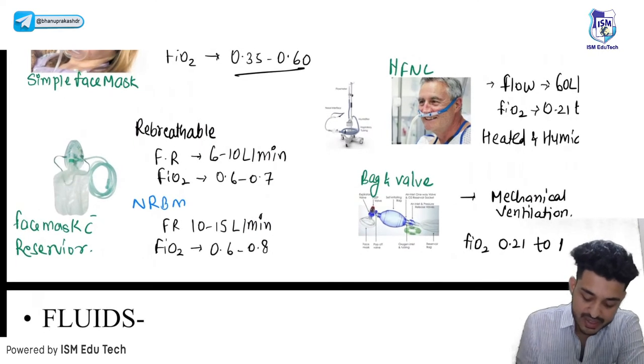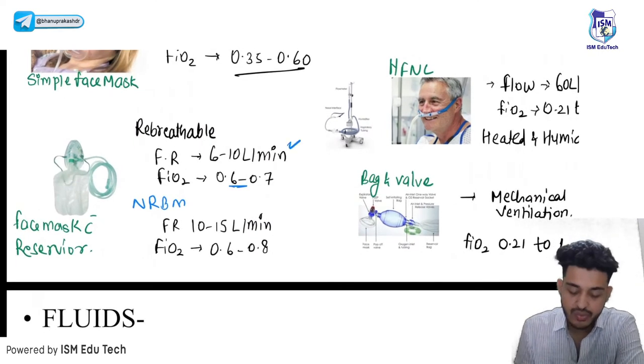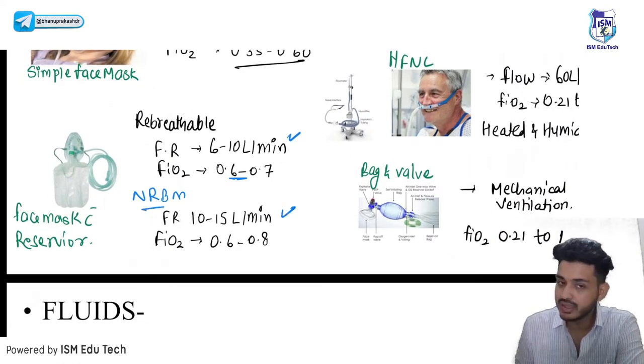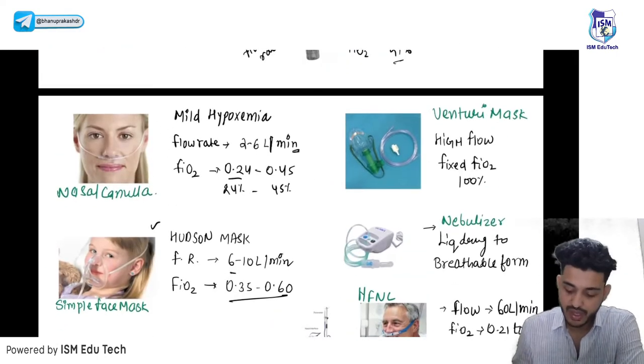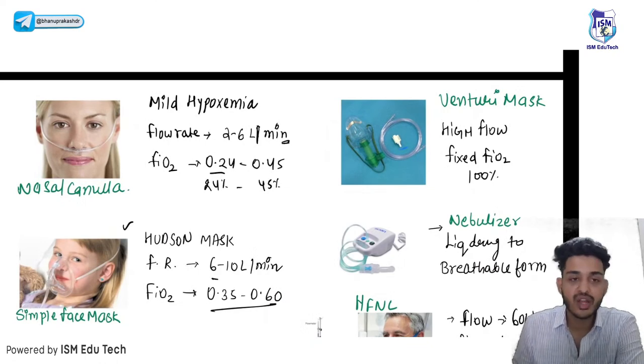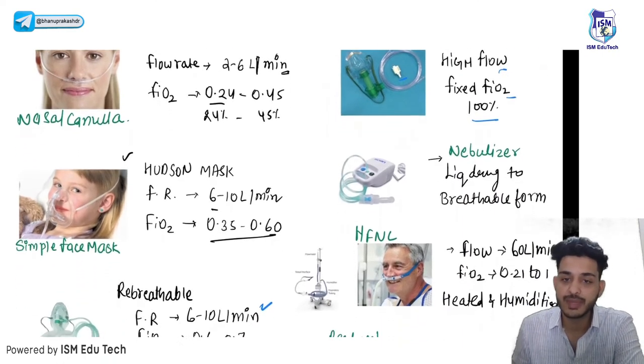Non-rebreathable mask: here the flow rate will be 6 to 10 liters and FiO2 will be 0.6 to 0.7. NRBM, the flow rate is more, that is 10 to 15 liters per minute. Same, FiO2 will be 0.6 to 0.8. You should remember this is your venturi mask. Venturi mask is a high flow device. FiO2 will be 100%.